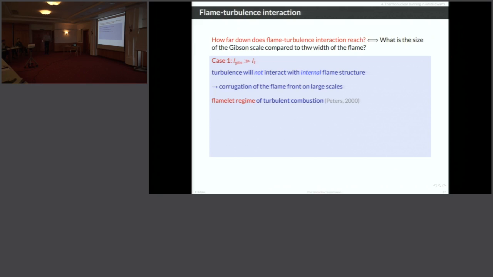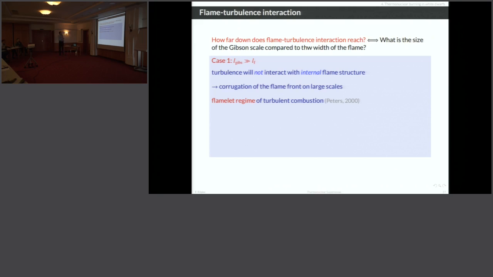And of course, this will then enlarge the flame surface area, and therefore the burning will become more efficient and the flame will accelerate, but the internal structure of the flame will be unaffected. So we still have locally the propagation of the flame with its laminar value. And this is called the flamelet regime of turbulent combustion.